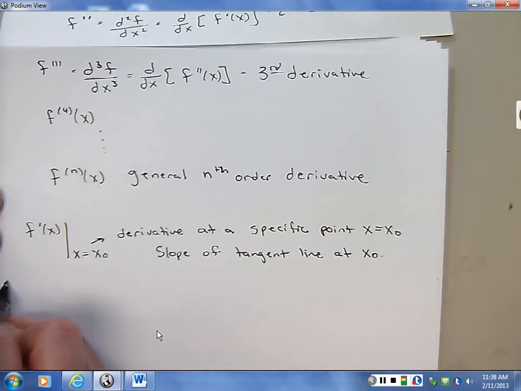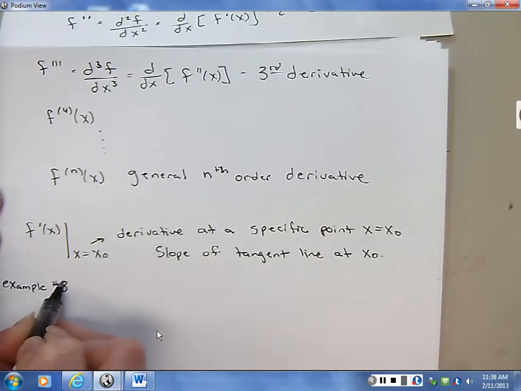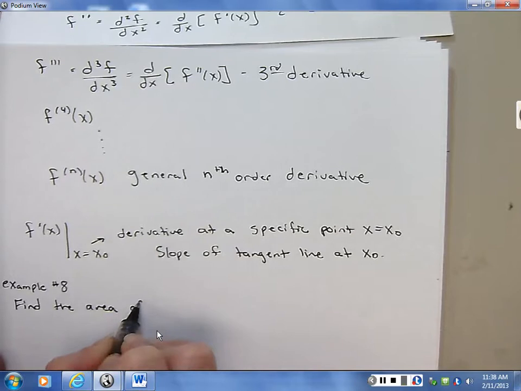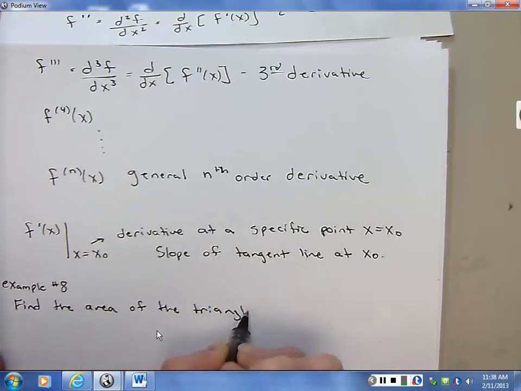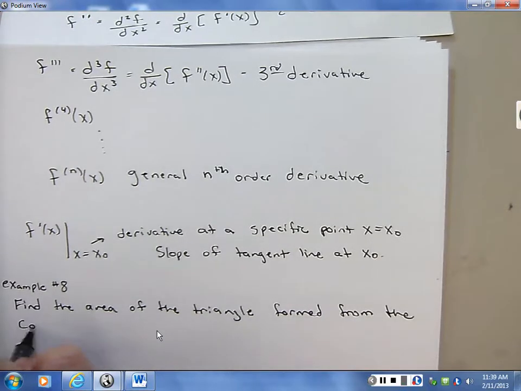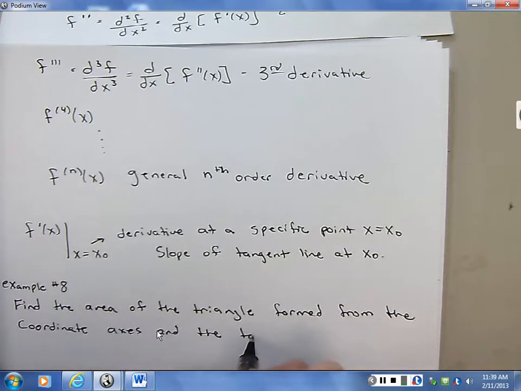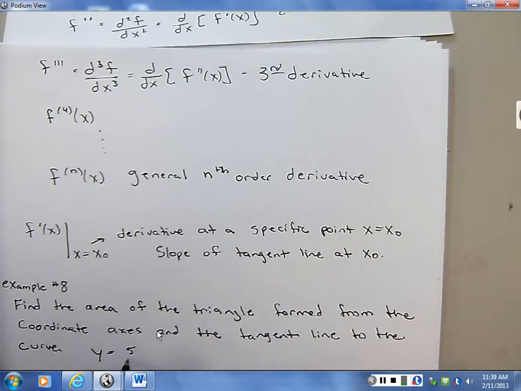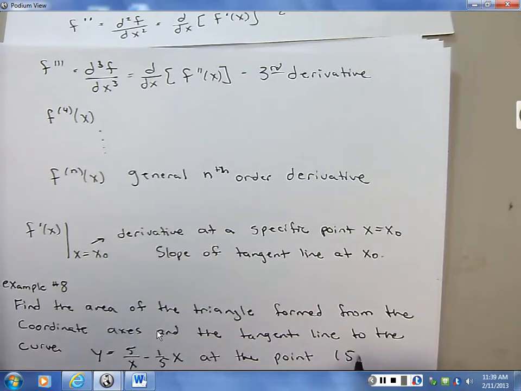So let's look at example number 8. The application in example number 8 is: find the area of the triangle formed from the coordinate axes and the tangent line to the curve y equals 5 over x minus 1/5 x at the point (5, 0).